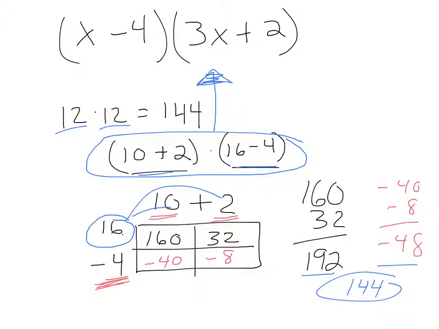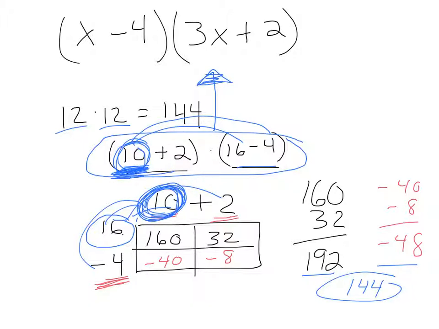Or you can think about it the other way. We took 10 and multiplied the 16, and then we took 10 and multiplied the negative 4. Notice, took 10, multiplied the 16, and 10 multiplied the negative 4. So what we do is we're taking turns distributing the first term in this binomial to each of the terms in the second, and then the second turn is taking this second term in the first binomial and multiplying it by each of the terms in the second binomial. Interesting. Let's do it.